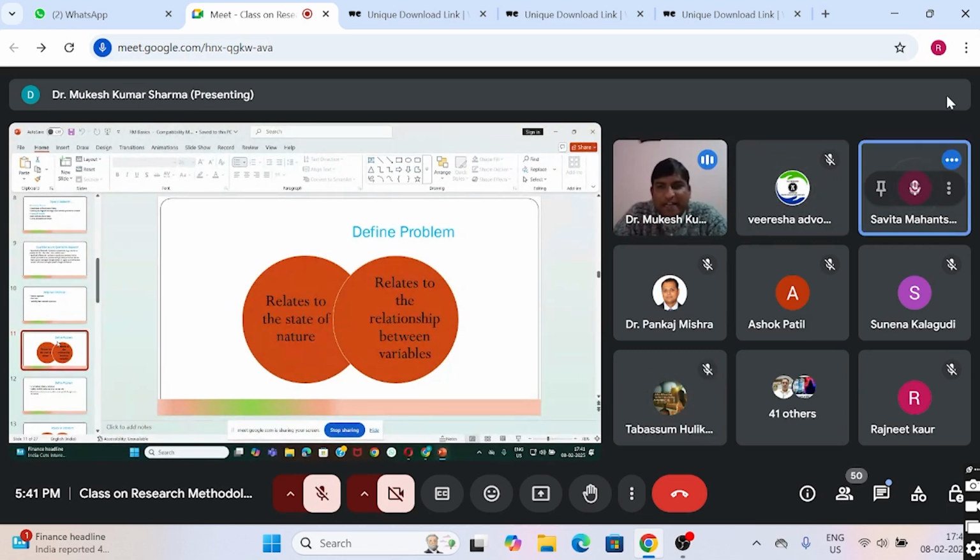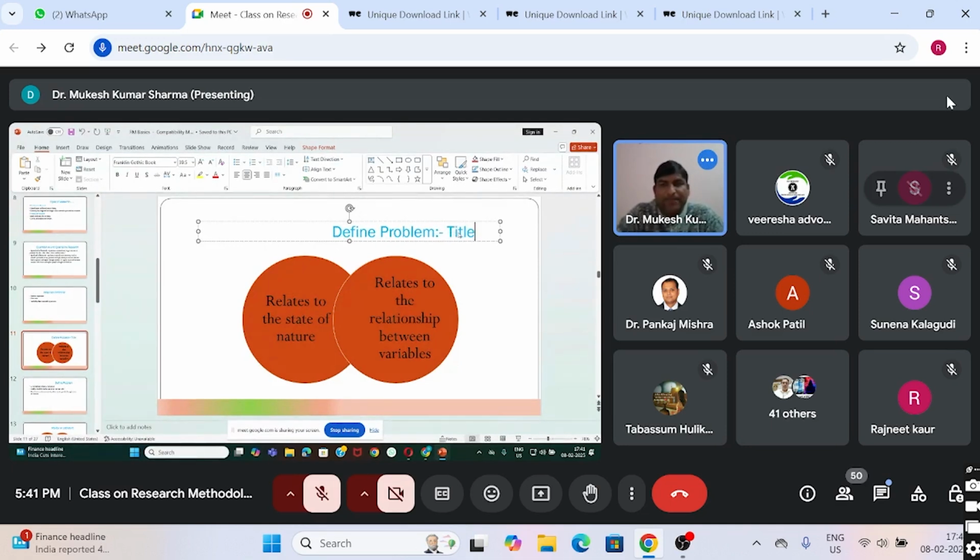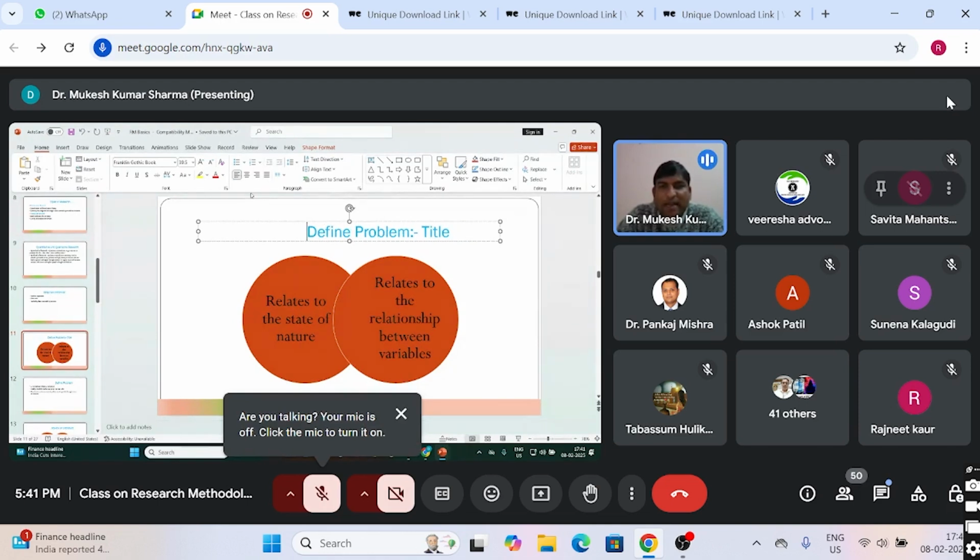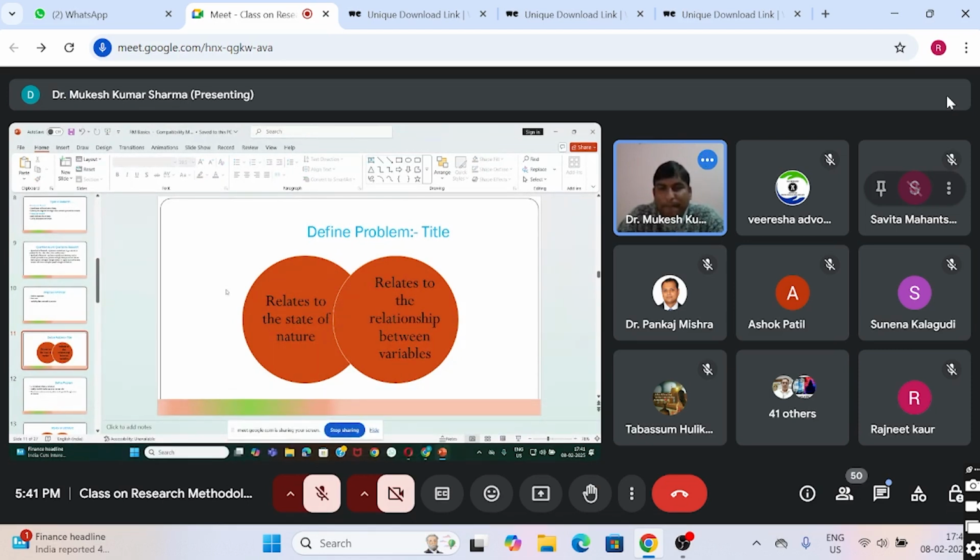Now, it is the important slide for you people, because you have not prepared the title of your research, or you are wondering which title I should choose. So please define the problem. I am writing here: define the problem. What is it? It is your title actually. Problem here means we are talking about the title. Now what is a title? In the synopsis you will write this topic will be my study topic.